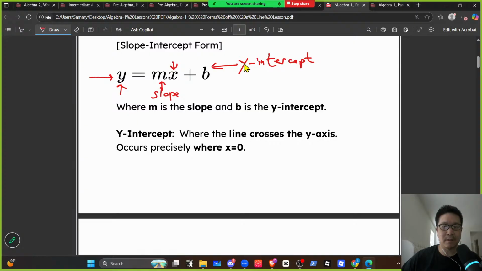Just to recall, what is the y-intercept? The y-intercept is where x equals 0. So in this equation, mx plus b for slope intercept form, if you plug in a 0 for x, this cancels out and you're going to get y equals b. So b is going to be your y-intercept. It's where x equals 0, or where the graph crosses the y-axis.